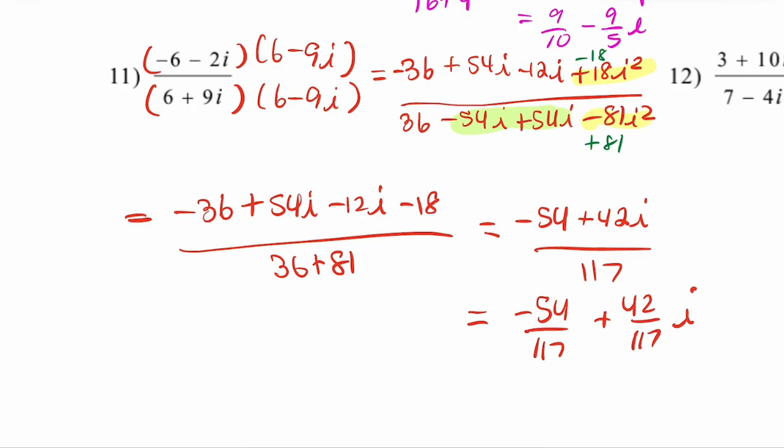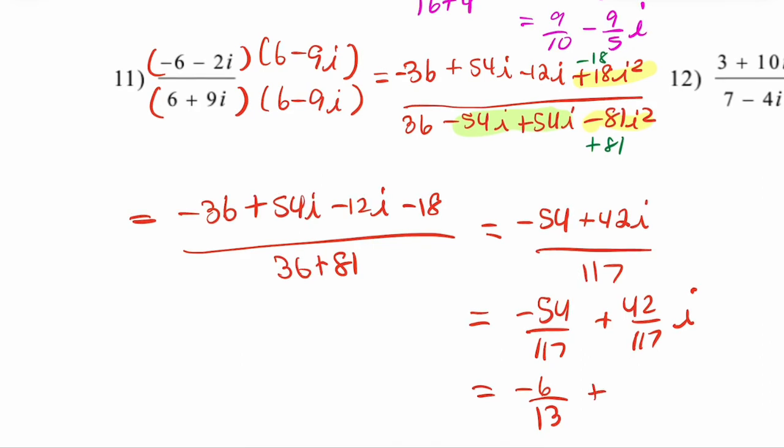54 and 117 are both divisible by 3. I checked. Actually, I think they might be divisible by 9. Let me see here. Yeah, they're actually both divisible by 9. If you divide 54 by 9, you get 6. If you divide 117 by 9, you get 13. 42 is not divisible by 9, but it is divisible by 3. 42 divided by 3 is 14. 117 divided by 3 is 39. Okay, so that is your complex number stuff.